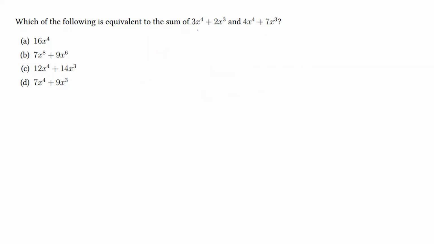In this instance, we only need to make one computation. Observe that we have 3x to the 4th and 4x to the 4th. When added together, that gives 7x to the 4th. Option D is the only option that has 7x to the 4th.